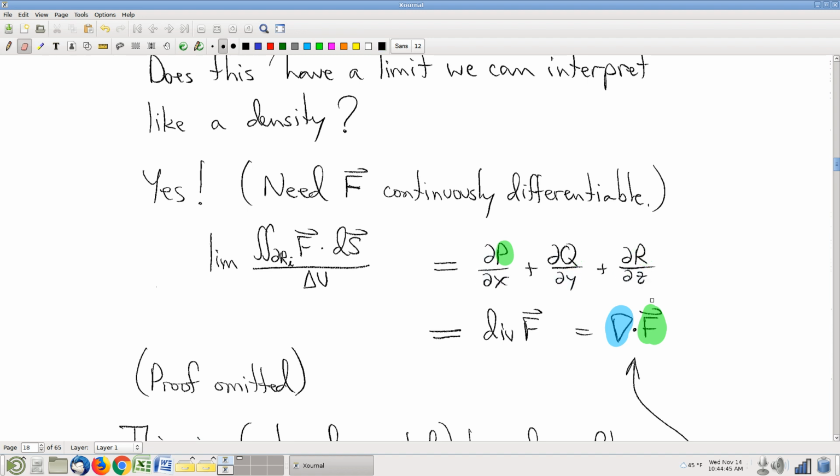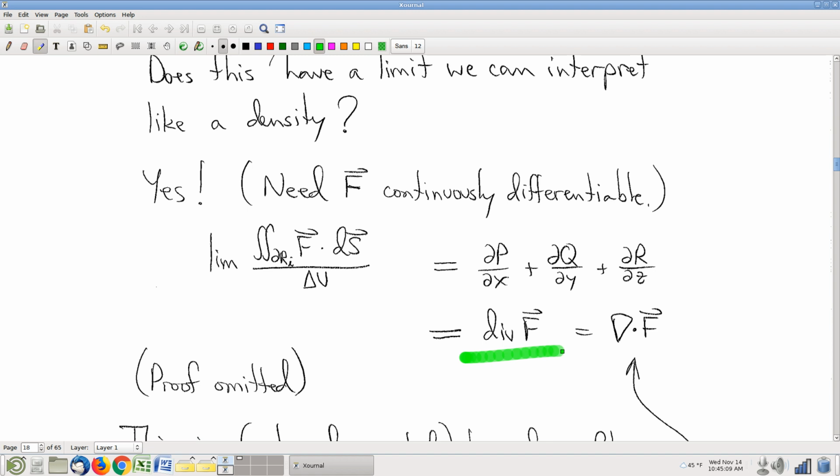For whatever it's worth, by the way, in my undergraduate physics courses, I saw this notation far more than I saw this notation here. Div. I don't know, it's just a little bit easier to write, I guess. And there are some mathematical reasons why it's convenient as well. But we won't be talking about those. Okay.